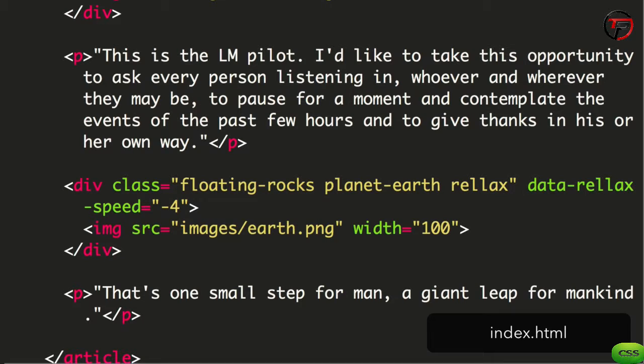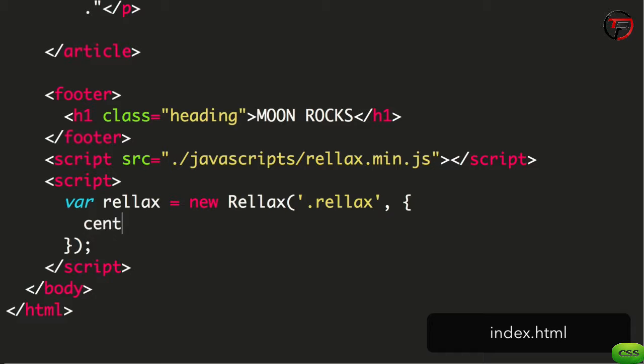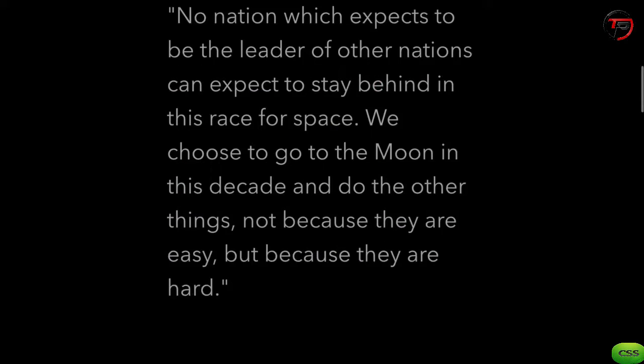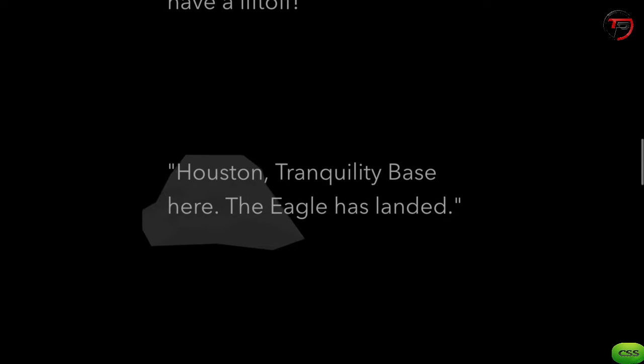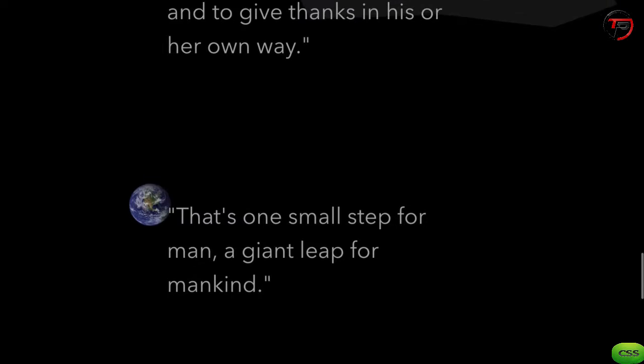We can either do this by adding a data relax percentage value to each of the rocks, or we can set this globally in our original JavaScript at the bottom of the page. In our JavaScript, we add an object to be passed into the relax method. And in it we specify center to be true. Back in our browser we can see the results. The rocks now float in front as well as far away behind the text.